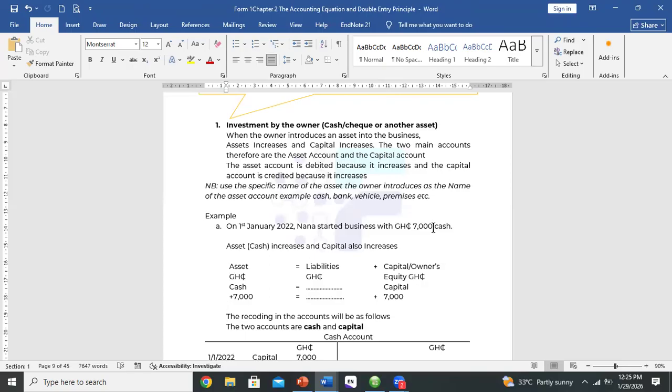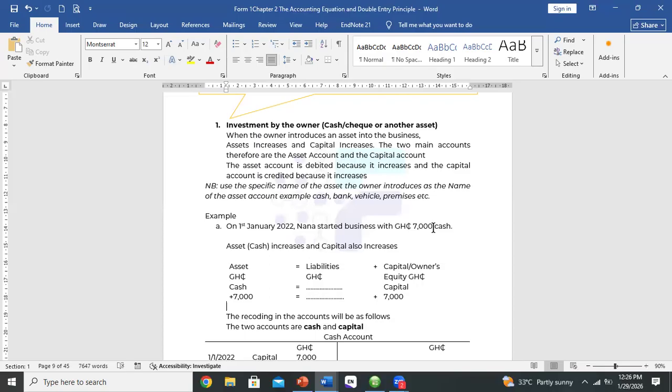And what is the effect? When I ask about the effect, I want you to tell me whether the cash is increasing or decreasing, or the capital is increasing or decreasing. In this case, capital is increasing, asset cash is what? Increasing. If that is true, then we have to credit capital because capital is increasing, and we have to do the corresponding debit in the cash asset account because it is also increasing. You see how simple the double entry is.